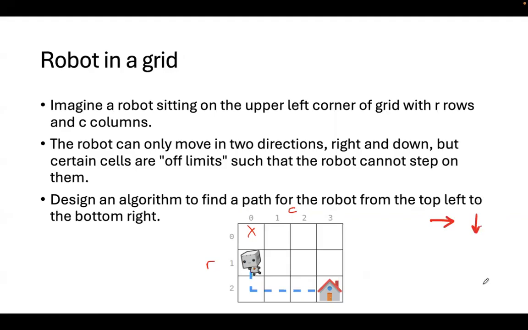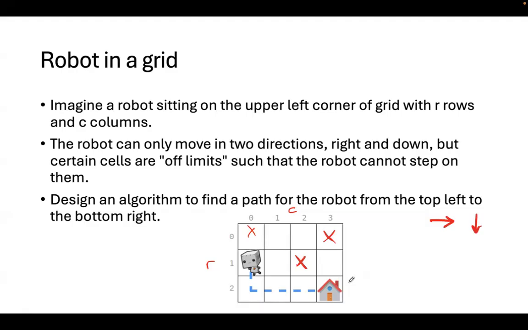Those are the two options. And so we want to get from the top left to the bottom right. And maybe there are some cells that are blocked off. And so we want to design an algorithm to find a path for the robot that goes from the top left to the bottom right. How do we determine what that path is?